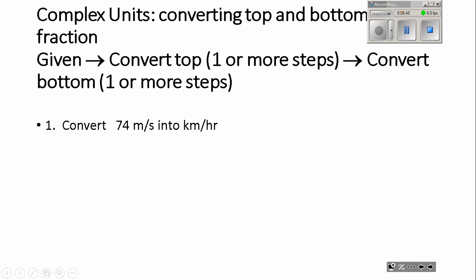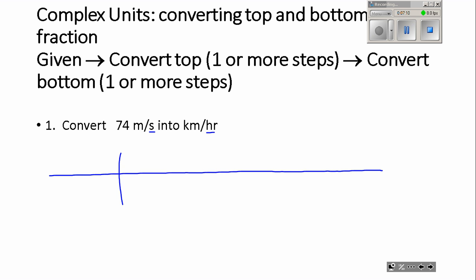Okay, so the last little step of this is complex units, where we have to convert the top unit and the bottom unit. So notice before when we had complex units, the bottom unit was the same. Well, now the bottom unit is different. So we're going to have to convert the top unit and then convert the bottom unit. So what I would like to see you do is actually draw your own chart here. So I just draw a straight line across and just start dividing it into sections. And let's fill in the first section with our starting point. What do we have? 74 meters per 1 second.